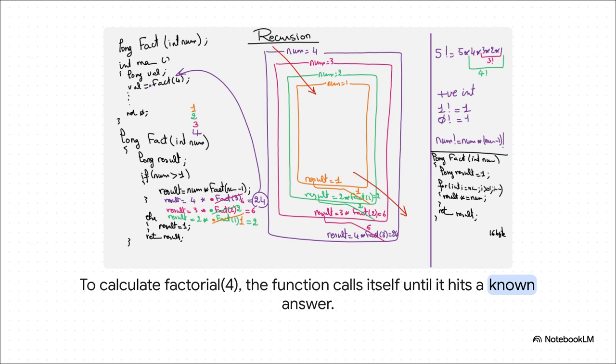To calculate the factorial of 4, our function basically says, hold on, to do that, I first need the factorial of 3. So it calls itself. That new call then says, well, to get that, I need the factorial of 2. It keeps diving down this rabbit hole until it hits a super simple problem it already knows the answer to. Then the answers all get passed back up the chain to build the final result.